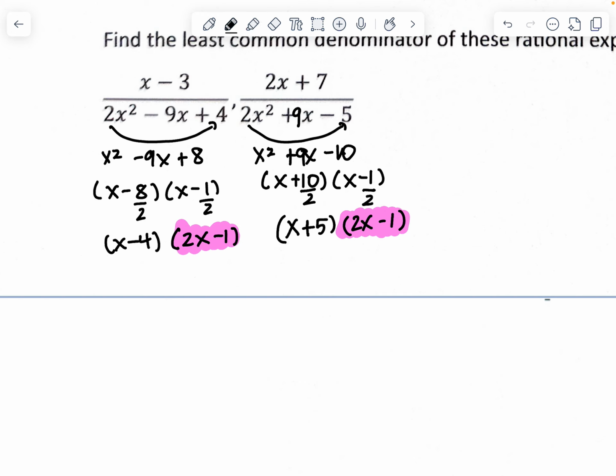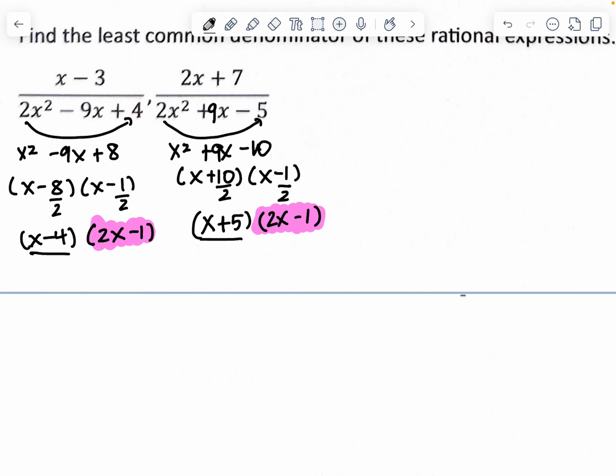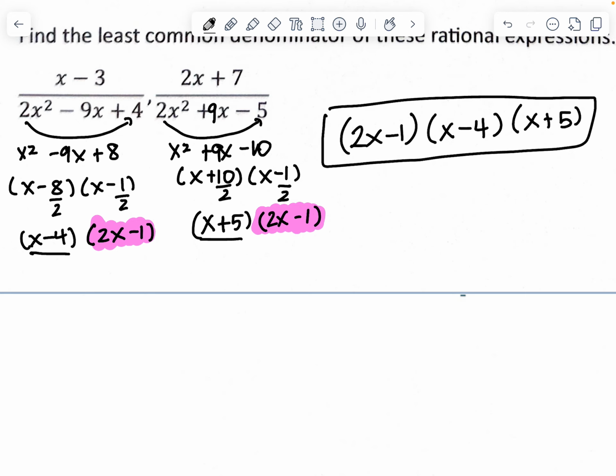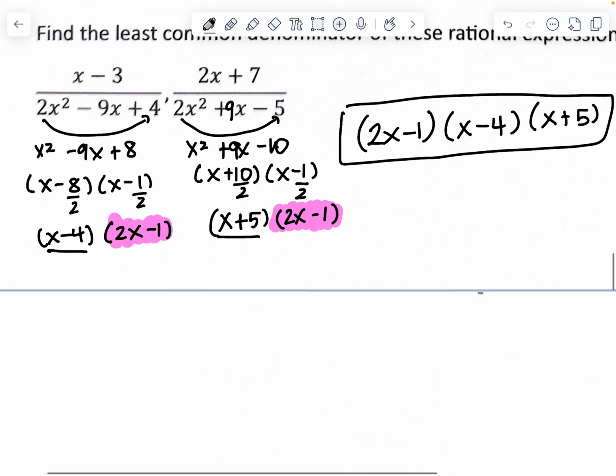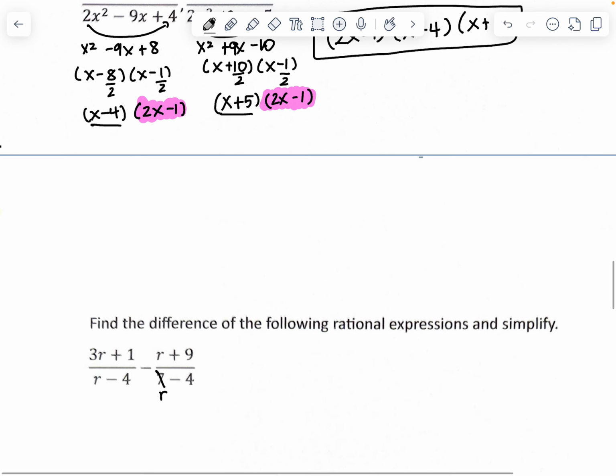And then you're going to take and write each one of these one time, because you're going to need both of them. So for this one, my least common denominator is 2x minus 1 times x minus 4 times x plus 5. You don't have to re-multiply least common denominators. You can leave them the way they are. Obviously, I had a lot more typos toward the end of writing this review.